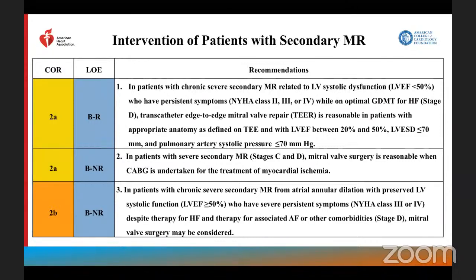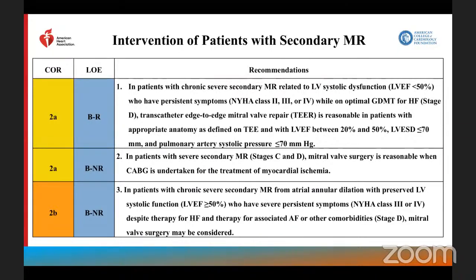is reasonable in patients with appropriate anatomy as defined on transesophageal echo and with left ventricle ejection fraction between 20 and 50%, left ventricular end-systolic dimension less than or equal to 70 millimeters, and pulmonary arterial systolic pressure less than or equal to 70 millimeters of mercury. It's a class 2A, and that was driven by the result of the COAPT trial, which was published in 2018.